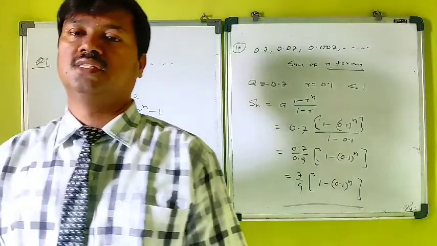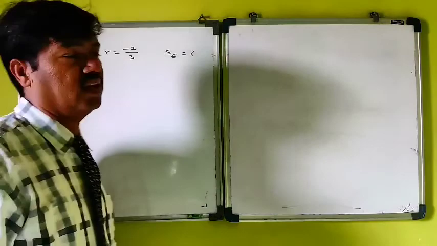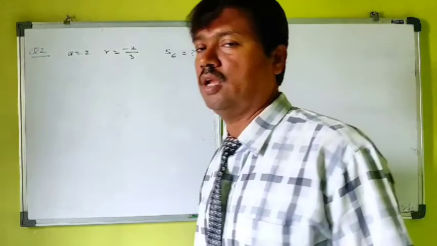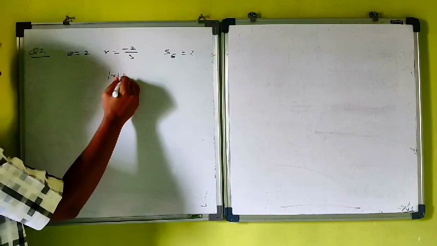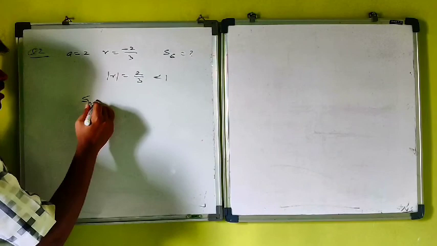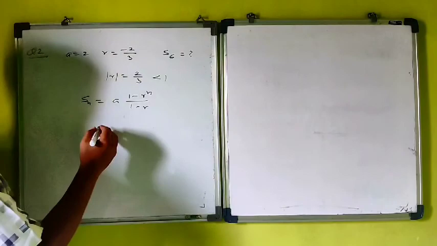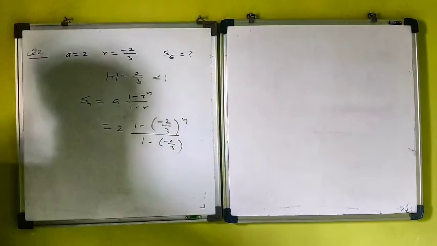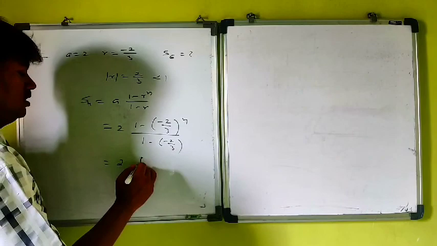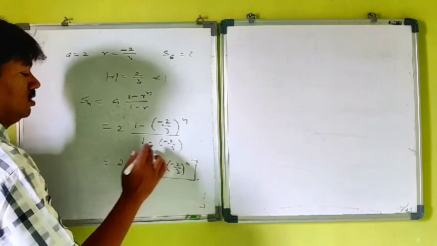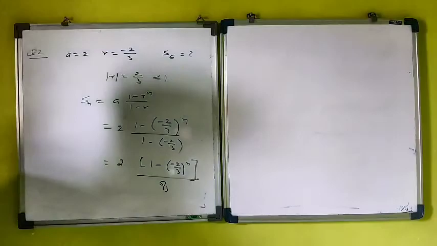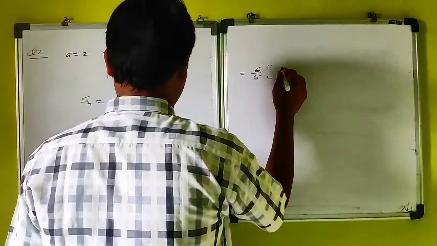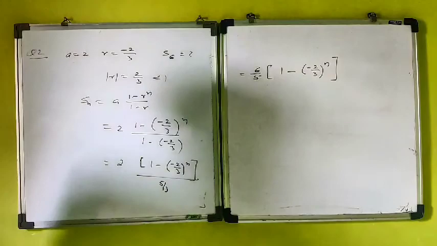Yes, the next question, number 2: A is given as 2, R is given as minus 2 by 3. What is the sum of the six terms in the geometric progression? We use the formula for Sn. Here the mod of R, which is 2 by 3, is less than 1, so we use that formula. Sn is A(1 minus R^n) upon (1 minus R). Here A is 2, and R is minus 2 by 3: 1 minus (minus 2 by 3) to the power n, upon 1 minus (minus 2 by 3). Minus minus becomes plus. So the answer is 2 into (1 minus (minus 2 by 3)^n), and the denominator is 3 plus 2 by 3, which becomes 5 by 3. This goes up, so it is 6 upon 5 (1 minus (minus 2 by 3)^n). That is the sum of n terms.